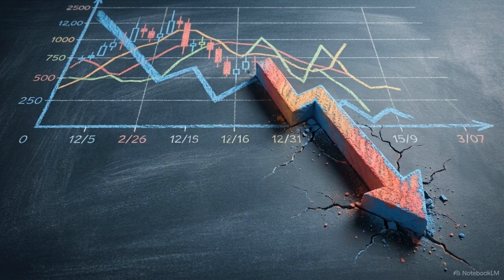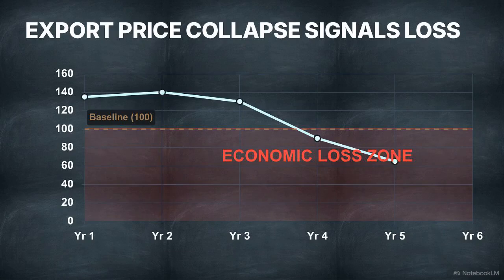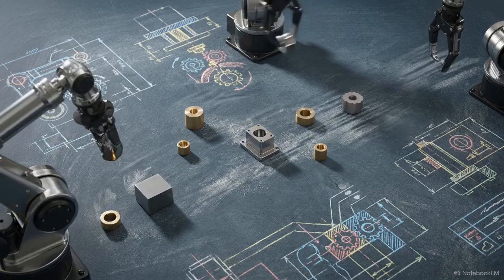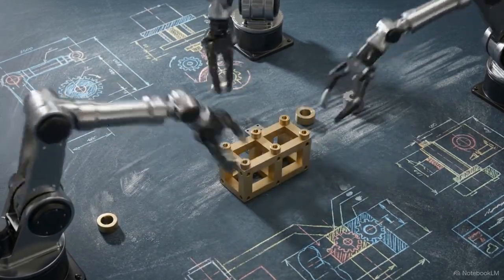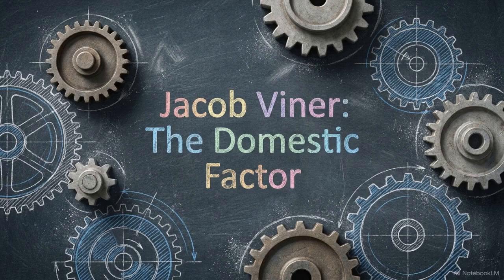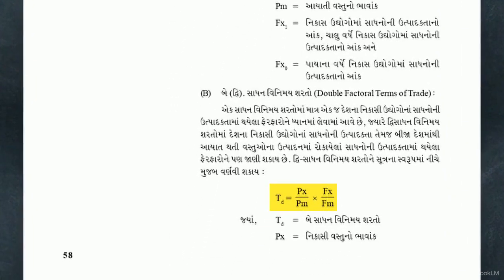Now, consider a paradox that breaks all of the previous models. Imagine a scenario where a country's export prices drastically drop on the global market. Standard formulas dictate their economy is losing. But what if that price drop is driven by a massive, highly efficient technological leap inside their factories? The economist Jacob Viner realized that the existing formulas completely ignored this domestic factory productivity. Viner corrected this by introducing the single factorial terms of trade. He added the variable fx for domestic productivity, which mathematically overrides a dropping export price. Below that, the double factorial formula introduces FM, directly comparing our efficiency against our trading partners' efficiency.